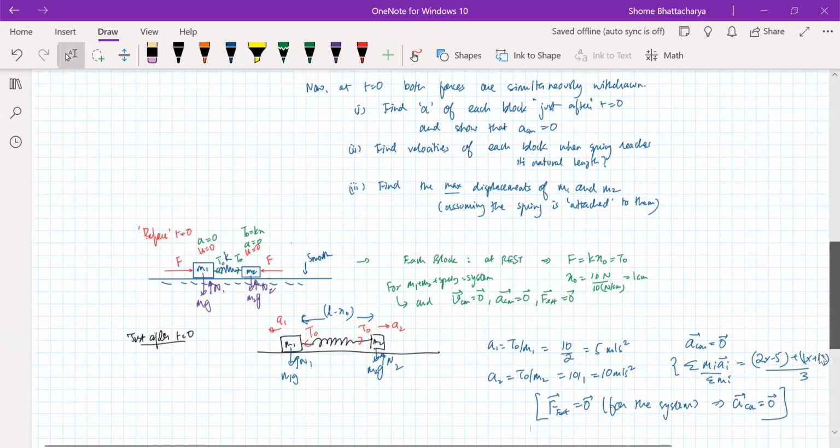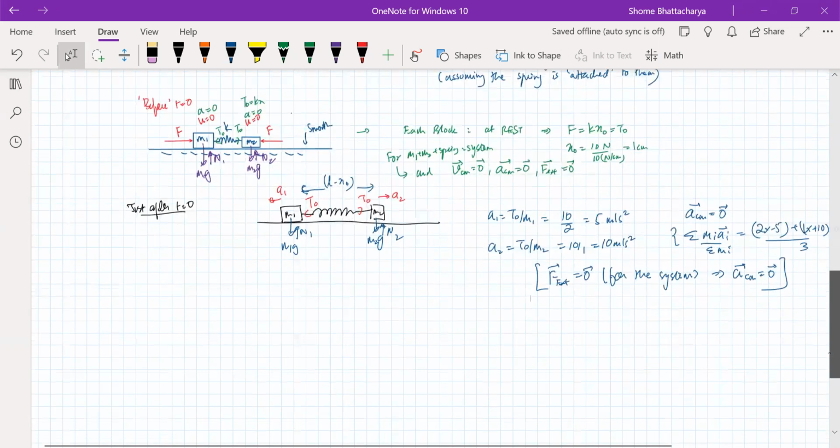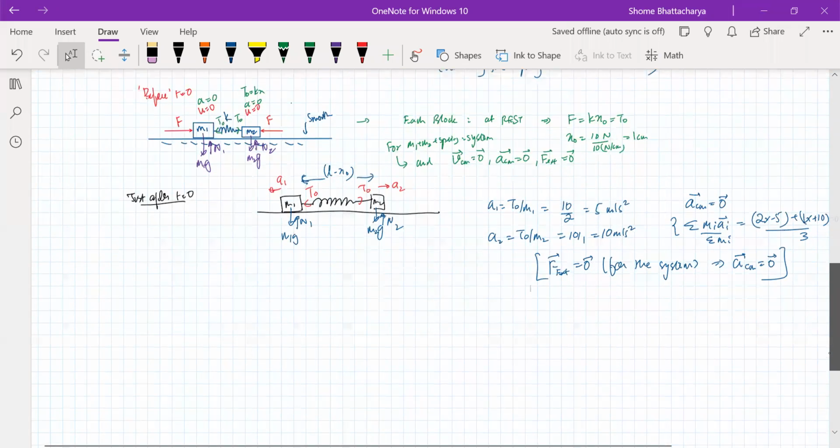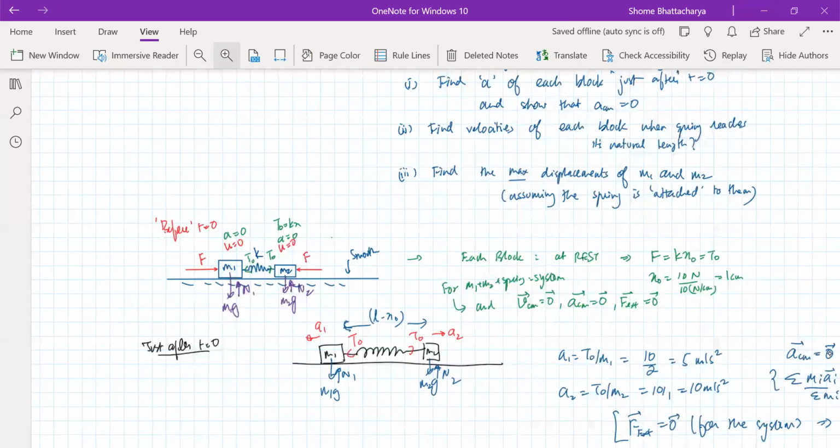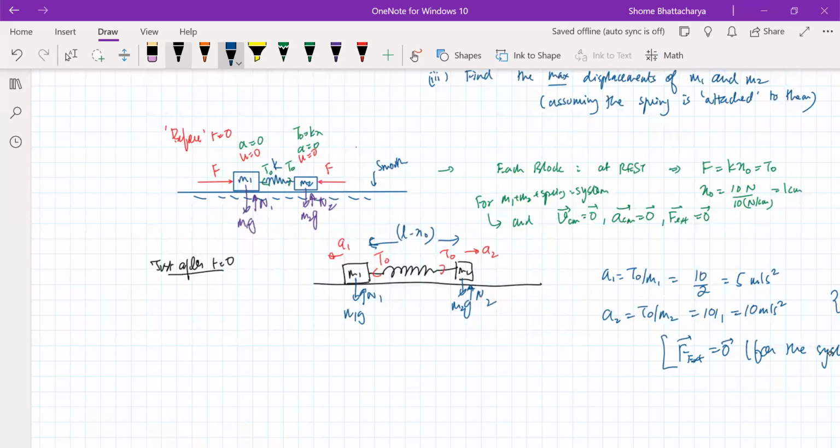So for example, after some time, if the system has now evolved to this kind of situation, let's say it's gone from this state to a situation where this block has moved a little bit and this block has also moved a little bit. But let's say the spring is still compressed. It's not yet reached the natural length.